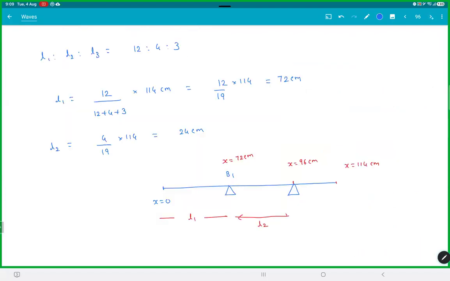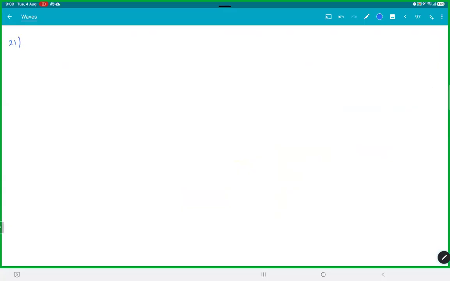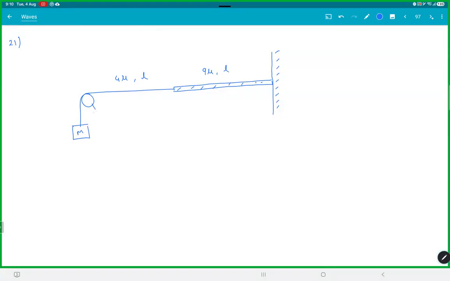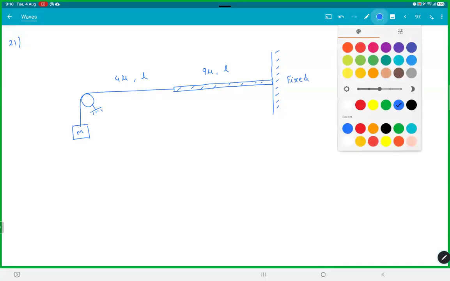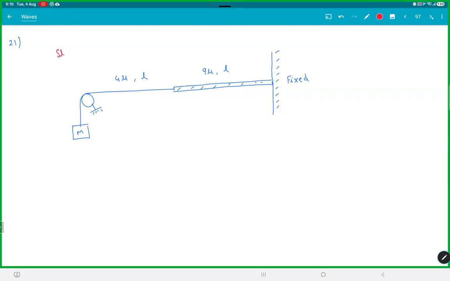Next one. Let's start doing something a little higher. Let's say we have a composite string. So we have a thin string and a thick string. This is 4 mu, length L. This is 9 mu, length L. This side is connected to a block. So on a sonometer, someone has connected a composite string. The right side is fixed. Left side is connected to a pulley. So these are stationary waves on a composite string.